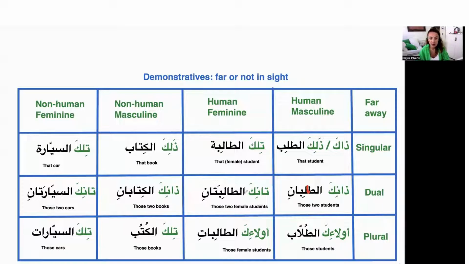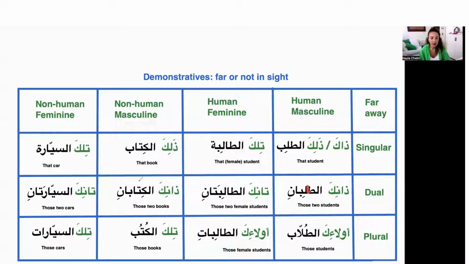Now, the two students, both of them are female. I would use تانك. So تانك الطالبتان. Those two female students.